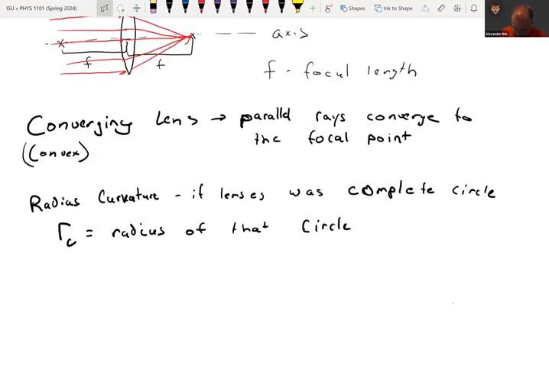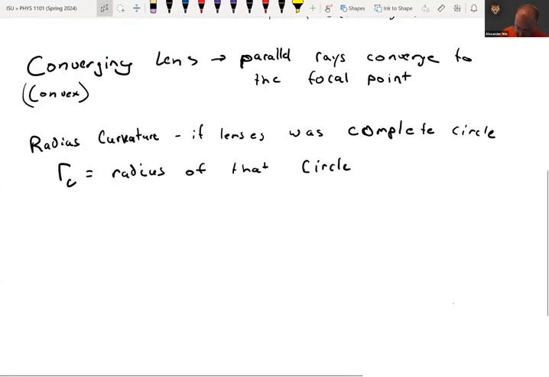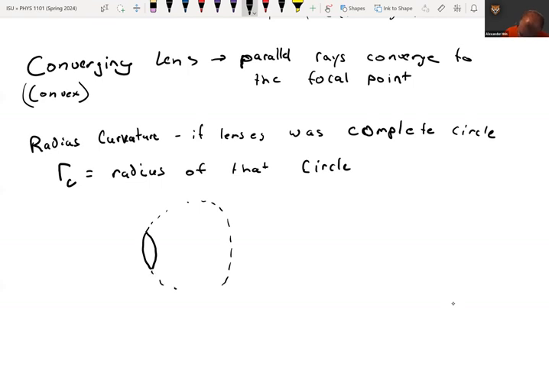All right. So let me just show you kind of what I'm talking about here. Now, ultimately, let me just draw a small thin lens. The idea is if you made a complete circle out of this, basically this thing right here would be the radius of curvature. Okay. Now the connection that is relevant, and this is for thin lenses.